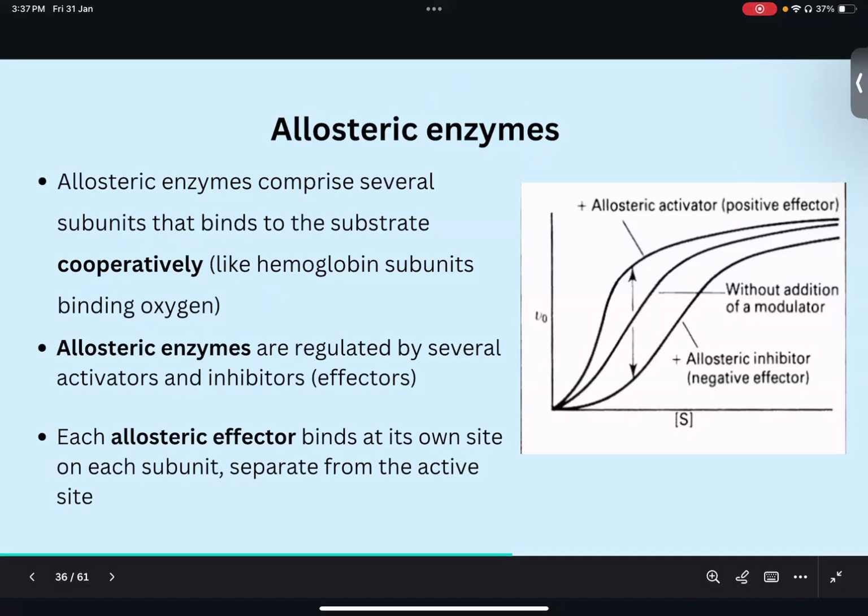And these activators and inhibitors have their own site other than the active site, which is called the allosteric site, okay? So allosteric activators, which enhance the enzyme, will shift the curve. This is the normal curve without the modulator. When we use an allosteric activator, we shift the curve upward and towards the left. While when we have an inhibitor, we shift it downward and towards the right, okay?